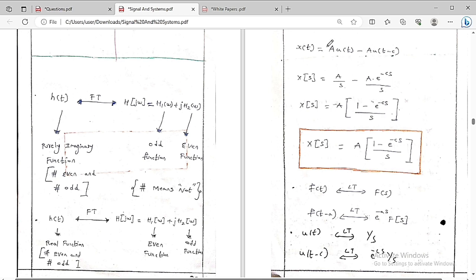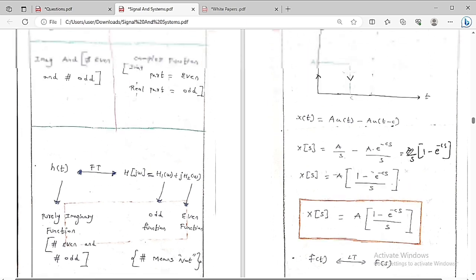Now I am going to apply the Laplace transform on both sides, and I am going to get X of s equal to A into the Laplace transform of u of t, 1 by s, minus A into the Laplace transform of u of t minus c, which is e to the power of minus cs by s. A is common, and s also I can take common. If I take A by s as common, then I get A by s times 1 minus e to the power of minus cs. I can take s inside, and I get A into 1 minus e to the power of minus cs by s. This is the Laplace transform for this signal.